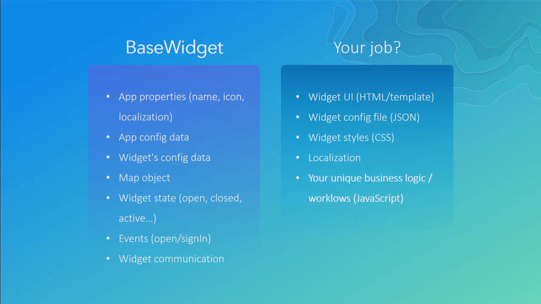Base widget, in addition to those lifecycle functions, gives your app properties: the app's config through this.config, the map object through this.map, events and state, etc. So you can access a lot of stuff, but your job as a developer is to build all of these events and things together into a UI with your own business logic and your own workflows. Maybe defining what the widget settings will be, and of course making sure your UI is properly translated.